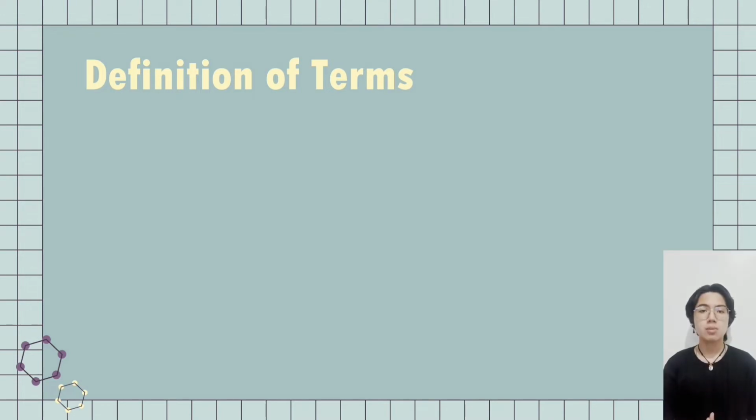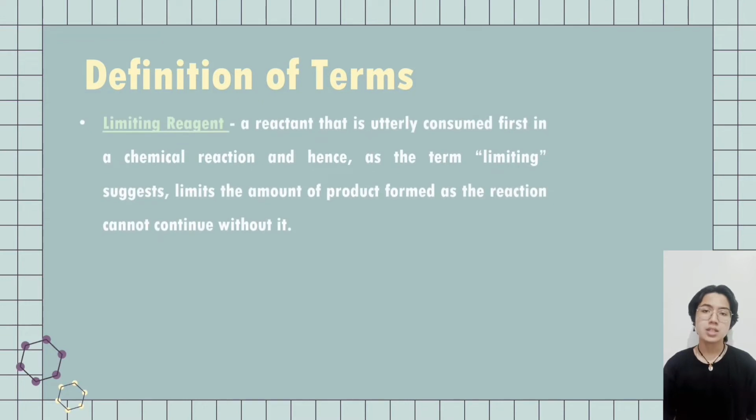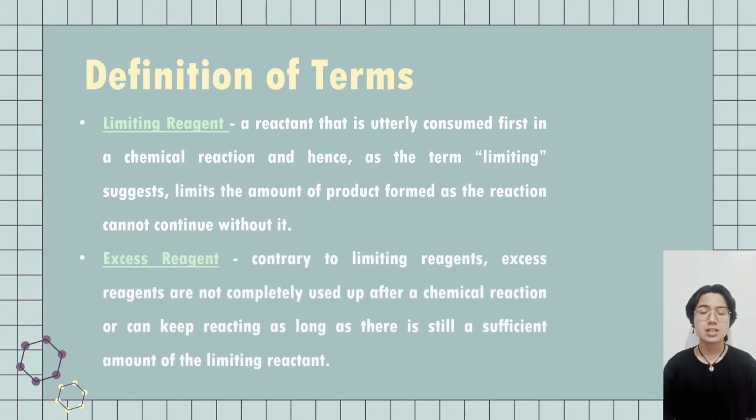There are 5 salient terms that we need to remember to utterly understand this topic. These are the limiting reagent, the excess reagent, the percent yield, the theoretical yield, and the actual yield. Limiting reagent is a reactant that is completely consumed first in a chemical reaction, and thus limits the amount of product formed as the reaction cannot continue without it. On the contrary, excess reagent is a reactant that is not completely used up after a chemical reaction, or can keep reacting as long as there's still a sufficient amount of the limiting reactant left.